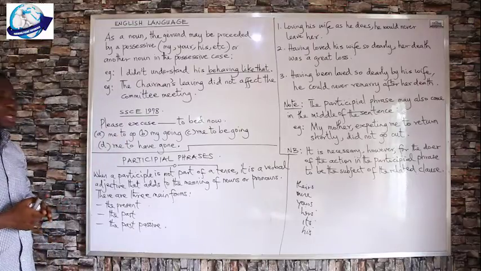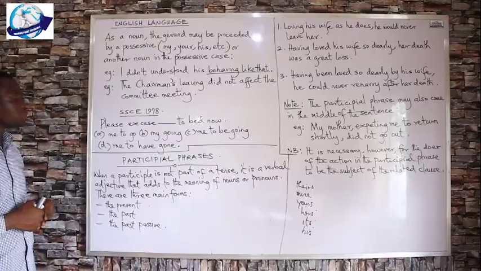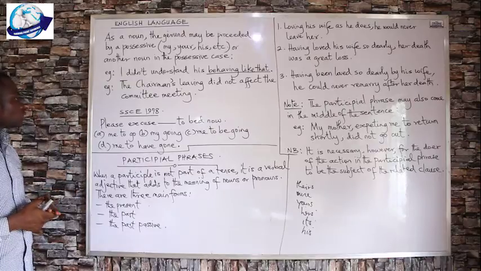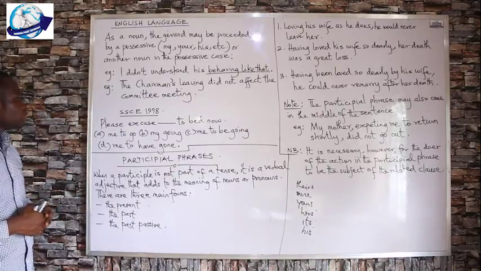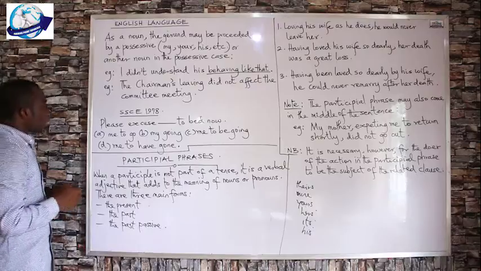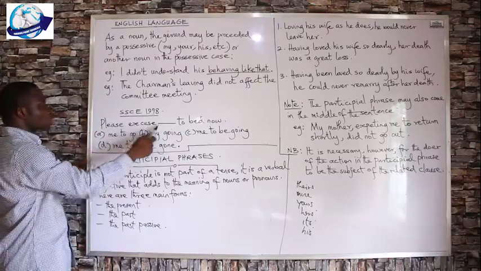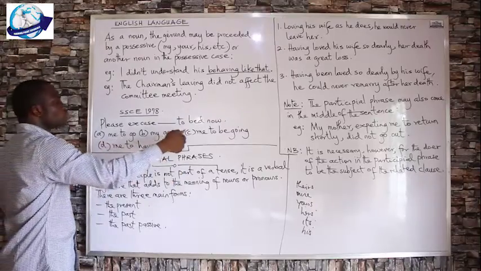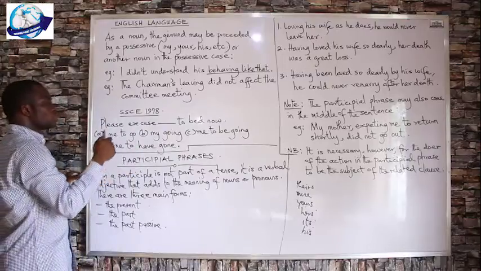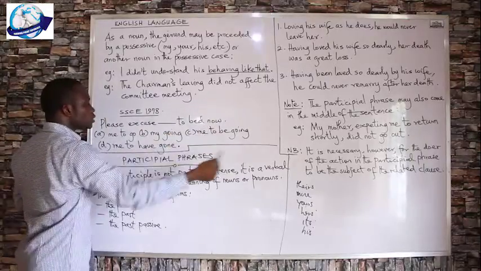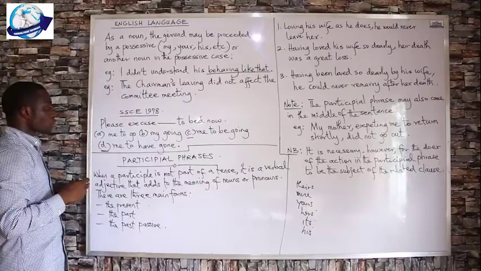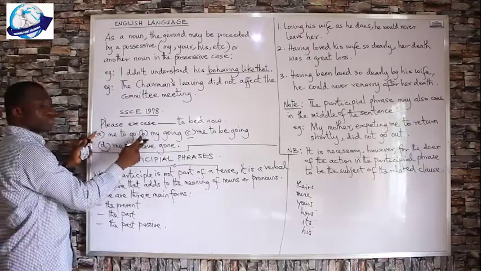There's a question before us, an SSC question, SSC 1978. It said, please excuse dash to bed now. You look at the options. A, please excuse me to go to bed now. B, please excuse my going to bed now. C, please excuse me to be going to bed now. Option D, of course, cannot go. But these look a little bit confusing.